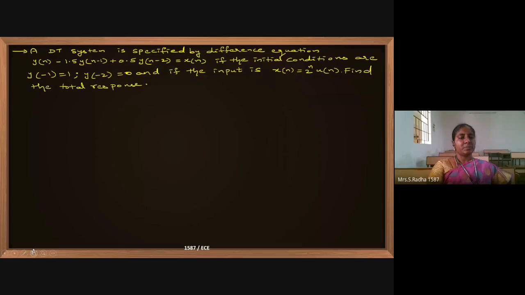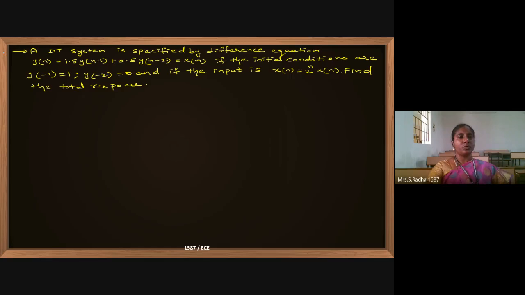A discrete time system is specified by the difference equation y(n) - 1.5 y(n-1) + 0.5 y(n-2) = x(n). If the initial conditions are y(-1) = 1 and y(-2) = 0, and if the input is x(n) = 2^n u(n), find the total response.